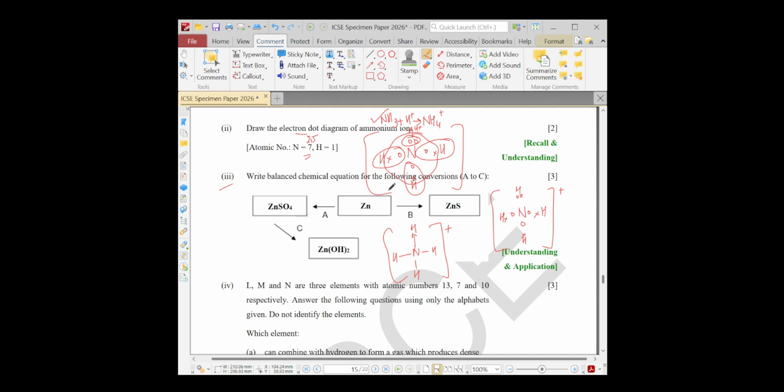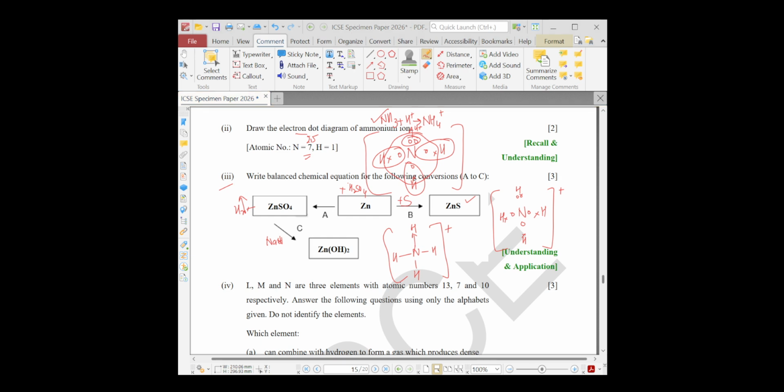Next we come to question number 8, part 3. It says you have to see the conversion. So let's start from zinc. Zinc is converted to zinc sulfate. Now how can you convert this to zinc sulfate? You need sulfuric acid. When you take sulfuric acid H2SO4, you are going to get zinc sulfate and hydrogen gas released. When zinc is treated with sulfur, it is going to form zinc sulfide, and when zinc sulfate is treated with sodium hydroxide, you are going to get zinc hydroxide.